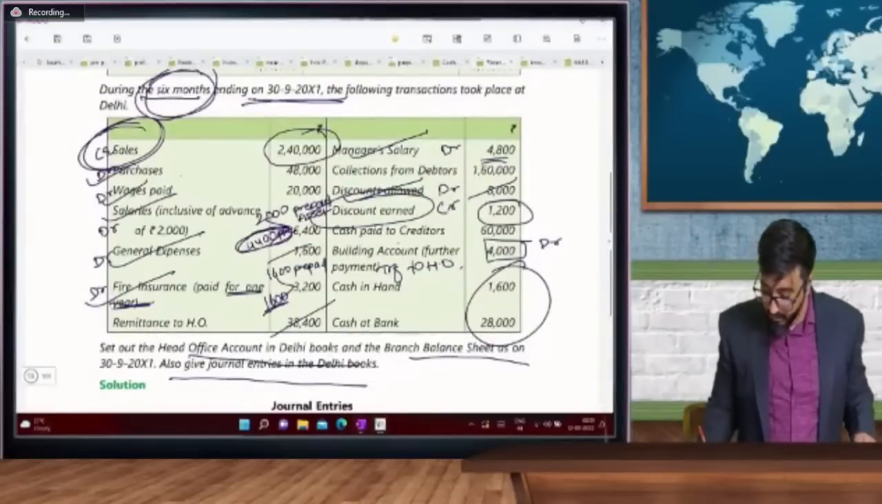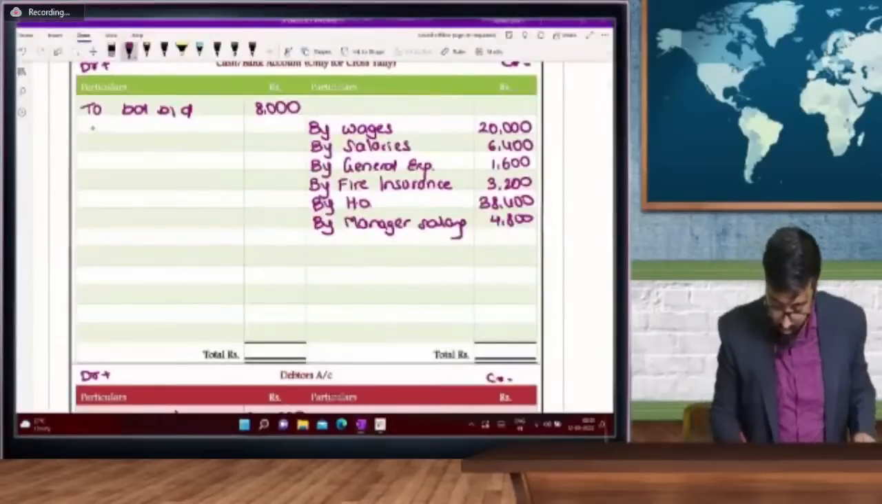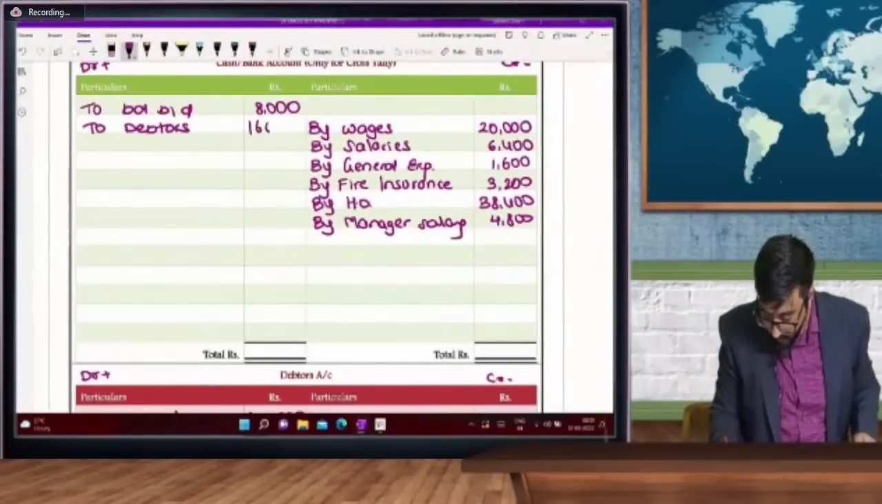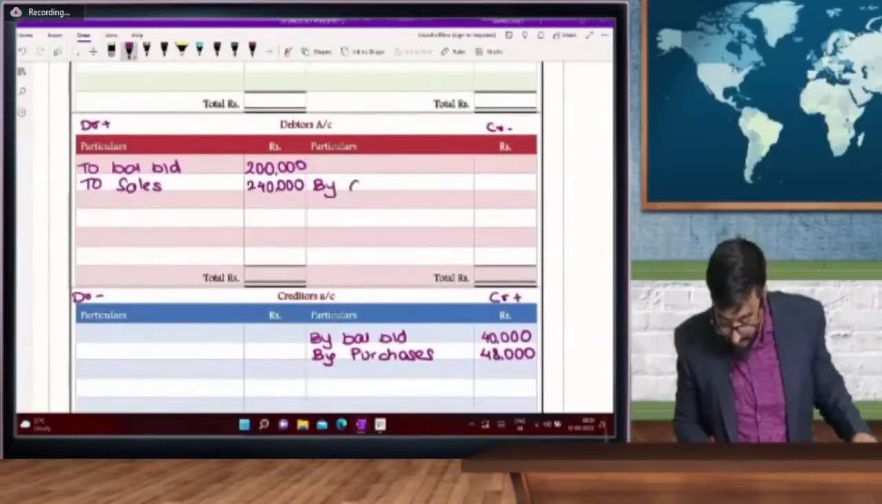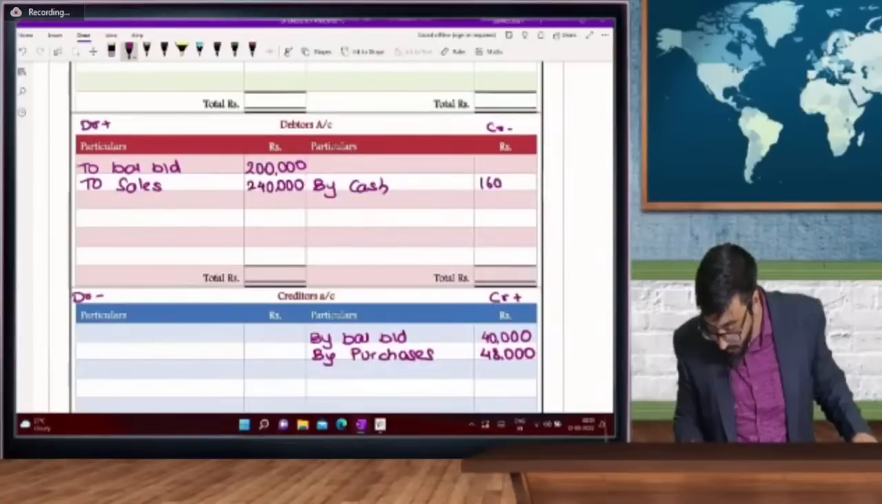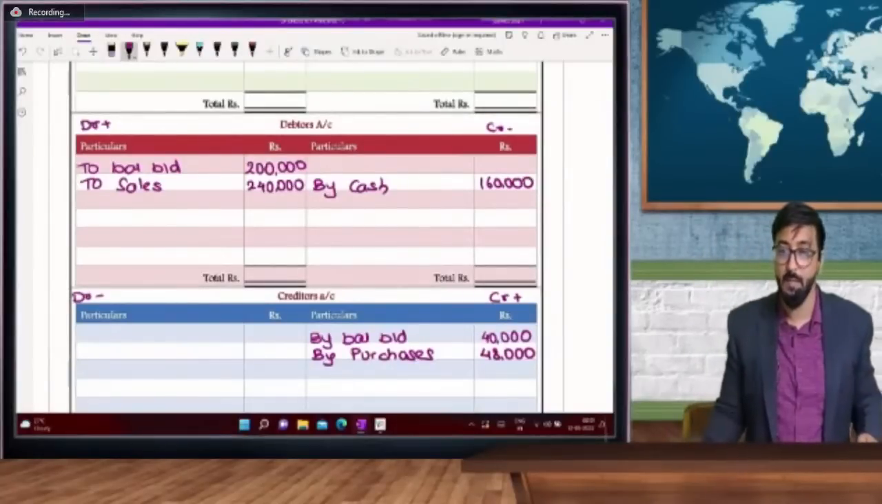Collection from debtors. Cash to debtors 1,60,000. And debtors के credit में second line by cash 1,60,000. Easy छे एकदम.